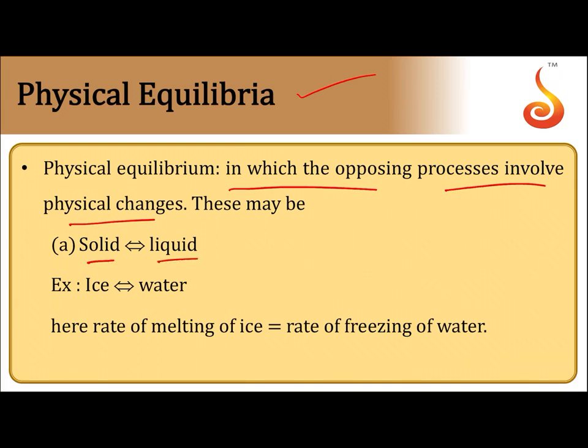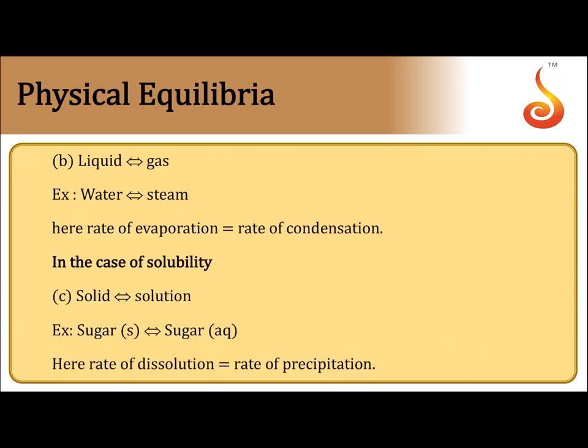For example, solid to liquid, something like ice to water. Here, the rate of melting of ice must be equal to the rate of freezing of water. When both rates are equal, we can say it is a physical equilibrium between the solid and the liquid. Then comes gas to liquid, where we can take water and steam. Here the rate of evaporation of water must be equal to the rate of condensation of steam. Then we can say both of them are in equilibrium.